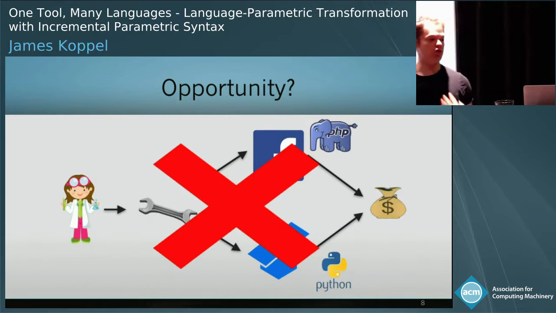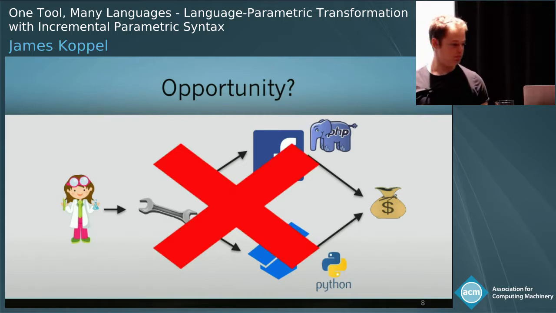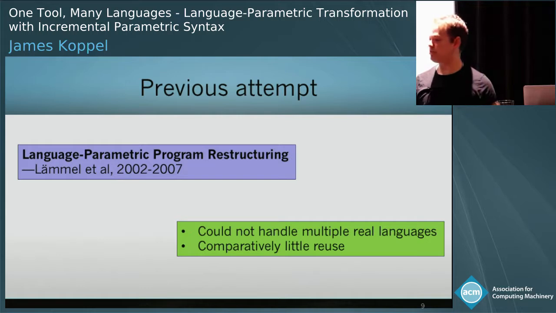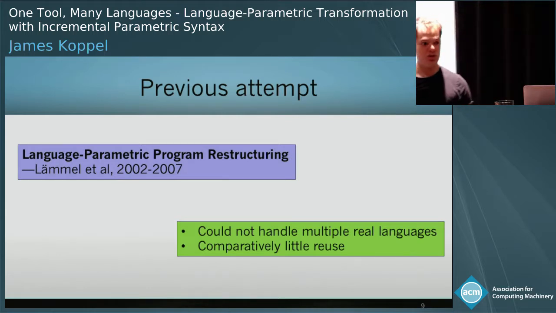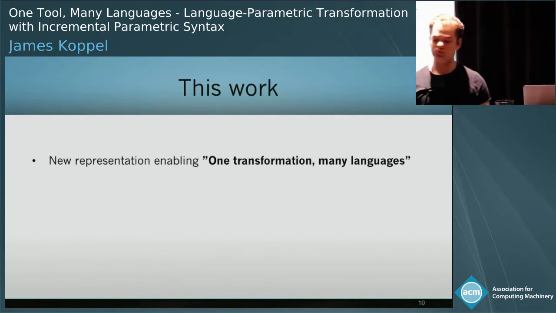And the way we build source-to-source transformation today, there is no way to reuse the code for different languages. We've only found one prior attempt at this problem, and they were not able to scale to multiple real languages. But today, we will do so.